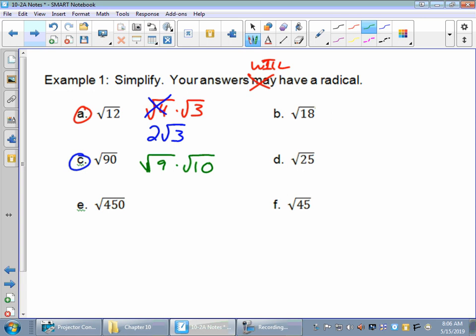So now I also know that the square root of 9, that's a perfect square, is 3, and then we would have the square root of 10, and there's nothing else that we can do to break that down, so that would be our answer there.